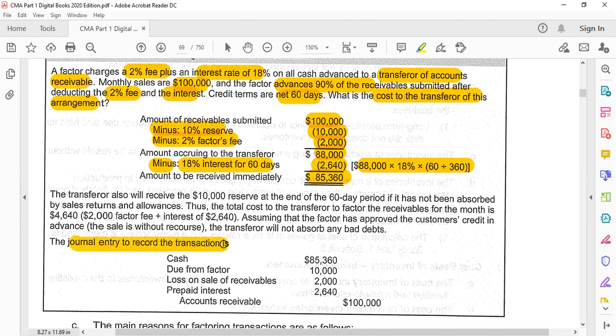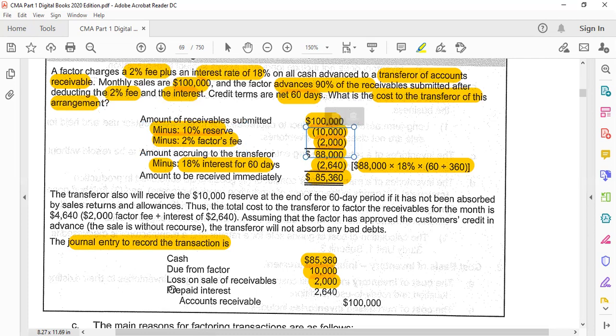The journal entry to record the transaction is: debit cash with 85,360. This is the final value here, you can see. And the debit will also go to due from factor, because the factor holds 10% of the invoice. So 10% of the invoice was 10,000, so you will make it a debit. In future, once he pays you this remaining 10,000, you will at that time debit cash and credit due from factor. But right now we will debit cash with 85,360, debit due from factor which he holds, and debit loss on sale of receivable 2,000. Actually it is the factor fee, which was 2,000 here, you can see.